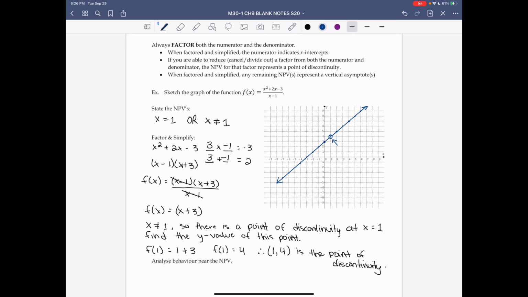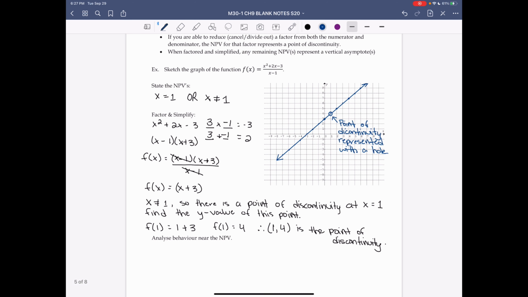We have a point of discontinuity represented with a hole. And we notice that we don't have any asymptotes in this one because our only non-permissible value was factored out. So it became a point of discontinuity rather than an asymptote.